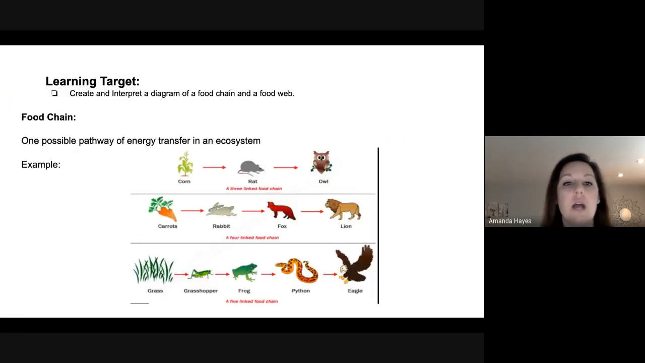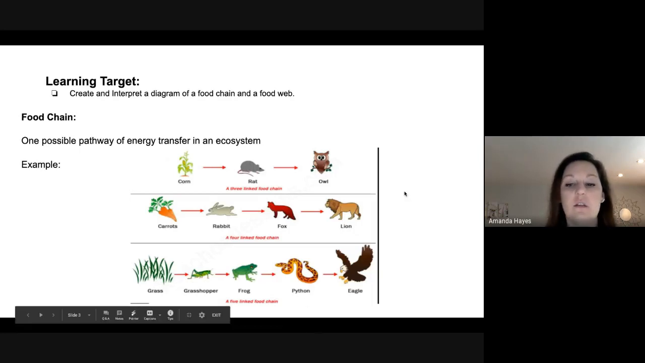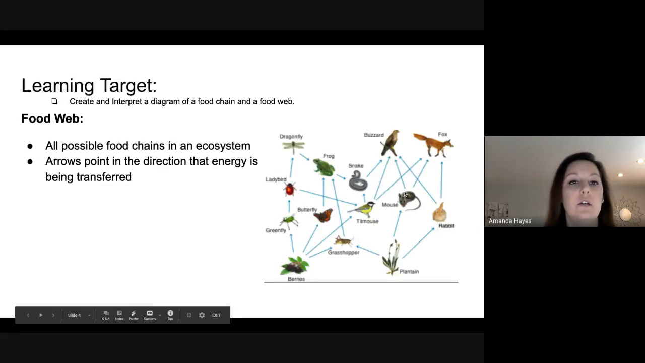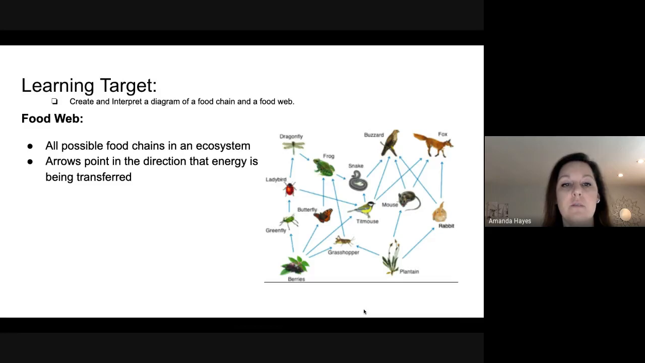That's just one possible pathway of energy transfer in an ecosystem. So generally in an ecosystem, we see a lot of different organisms, and typically organisms don't only have one food that they eat. They have several. So this food web, our next learning target, create and interpret a diagram of a food chain and food web. This is an example of a food web, and it's a bit more realistic to what actually occurs in an ecosystem. And that's because, as I said before, typically organisms eat more than one thing.